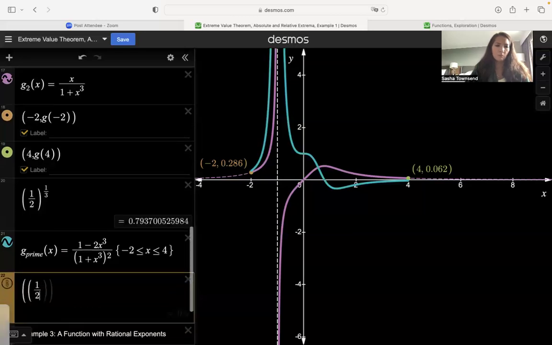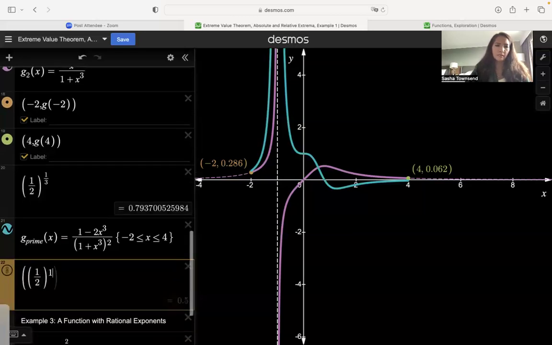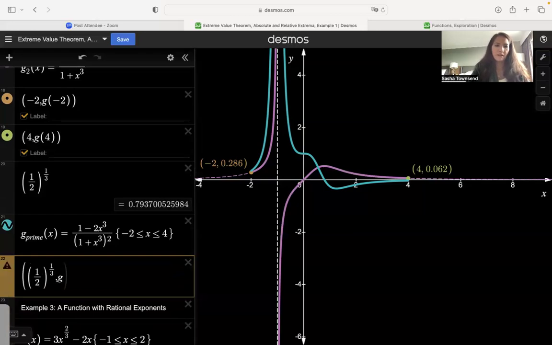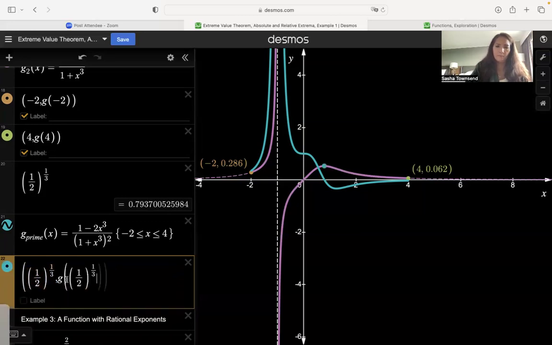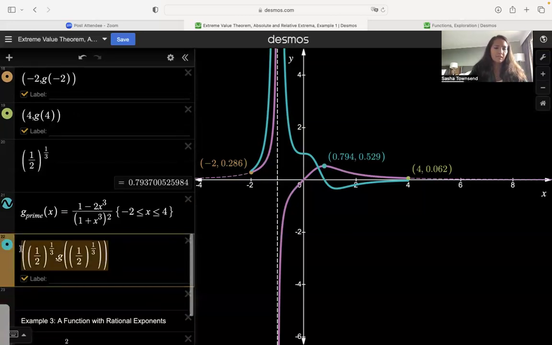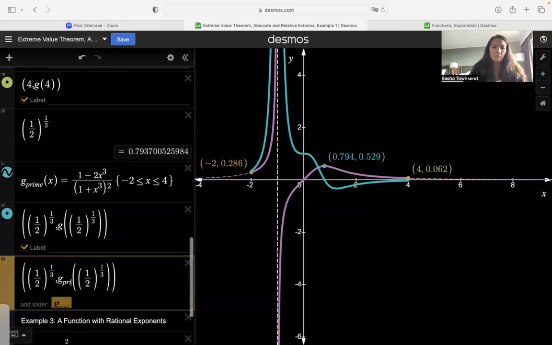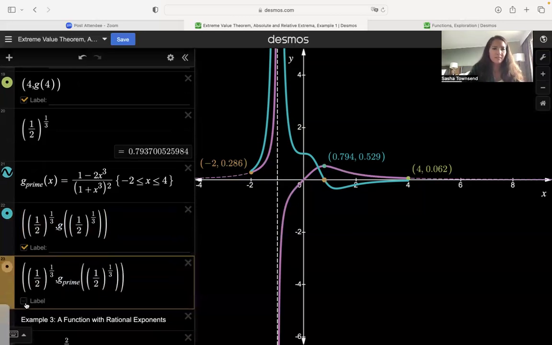The extreme value occurs at 1/2 to the 1/3 and g evaluated at that value. And if we evaluate g prime at that value, we'll see we get 0 there.